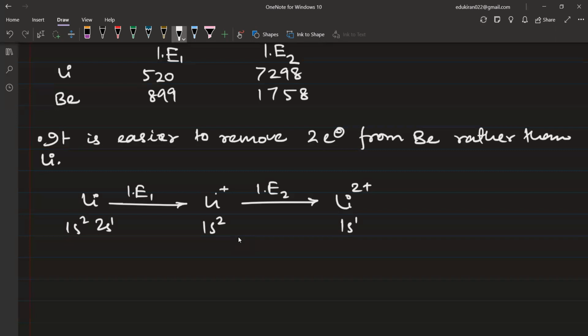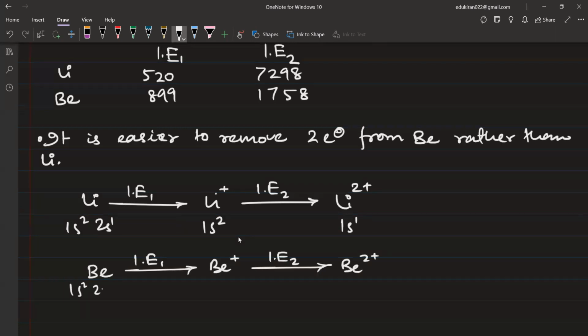If I go from beryllium, IE1 gives me Be+, and IE2 is going to give me Be2+. Beryllium is 1s2 2s2. Beryllium positive is 1s2 2s1. And beryllium 2 positive is 1s2.